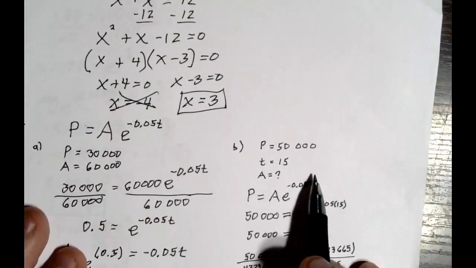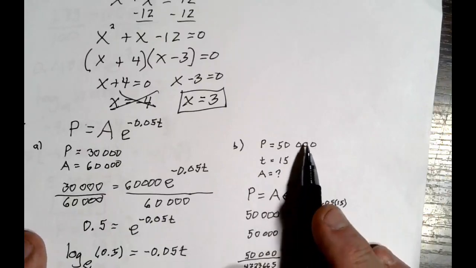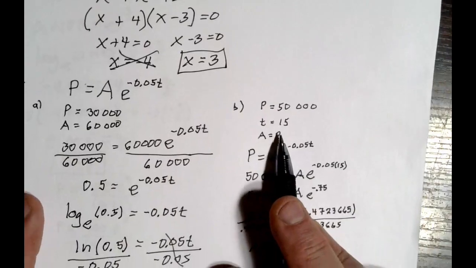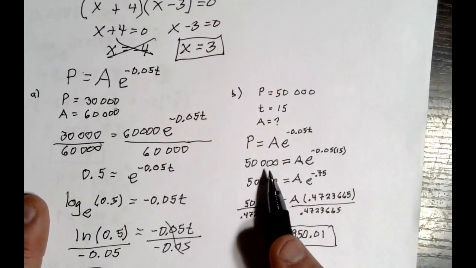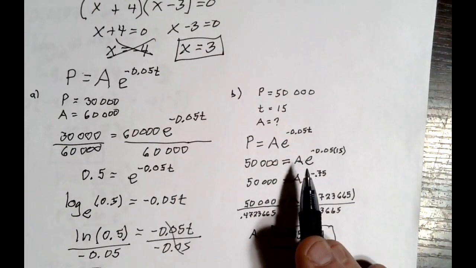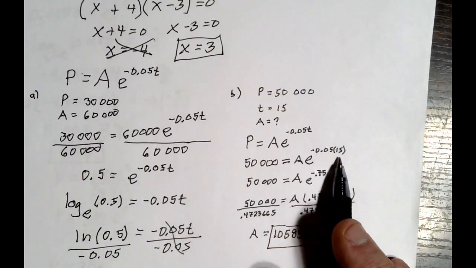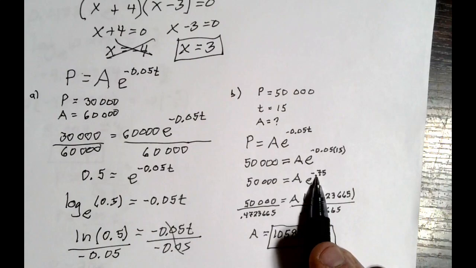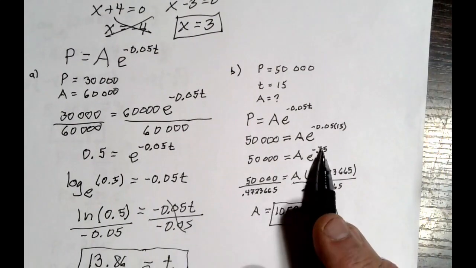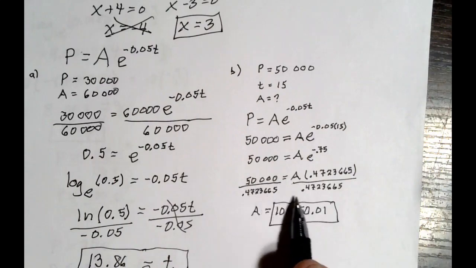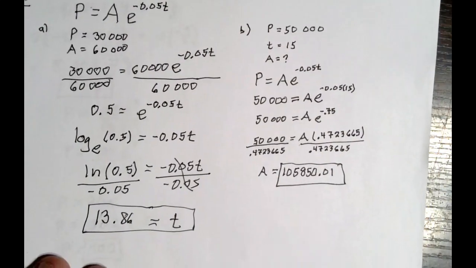Now part B says, what if your starting amount is P and it's 15 years? They want to know what A ends up becoming. So you get 50,000 equals A times e to the -0.05 times 15. And those two give you -0.75. Okay, and if you figure out what that is, it's 0.47 something. Divide both sides by that, and now you know what A is exactly.